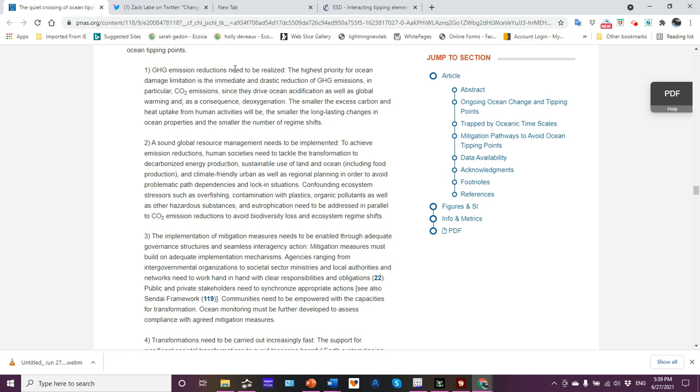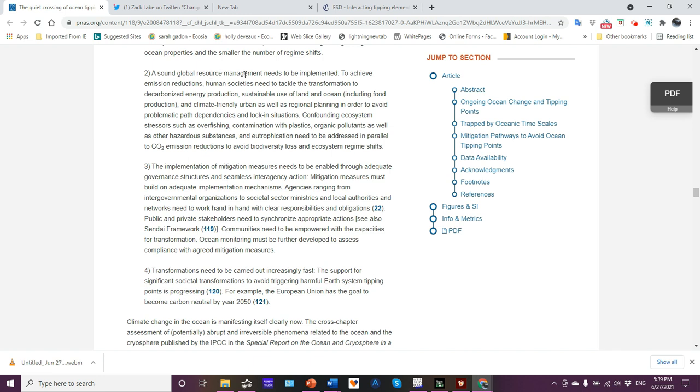Greenhouse gas emission reductions need to be realized. Okay? The highest priority for ocean damage limitation is the immediate drastic reduction of greenhouse gas emissions, especially CO2, since they drive ocean acidification as well as global warming and, as a consequence, deoxygenation. The smaller the excess carbon heat uptake will be, the smaller the long-lasting changes. Okay.